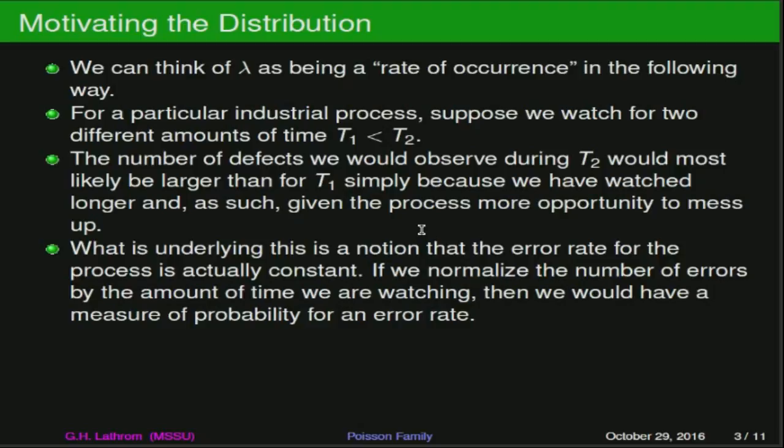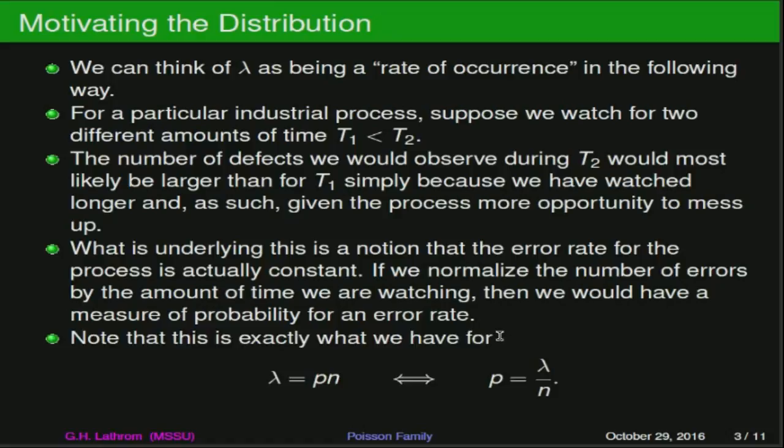Now, the main idea underlying this is that the industrial process has a particular error rate associated with it, and that error rate is going to be constant. So if we normalize the number of errors by the amount of time that we're watching, that gives us a reasonable way of calling this an actual error rate. And so if lambda is equal to p times n, that's naturally equivalent to p being our rate lambda divided by n.